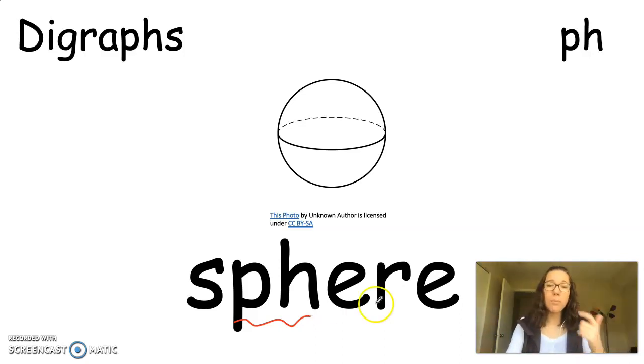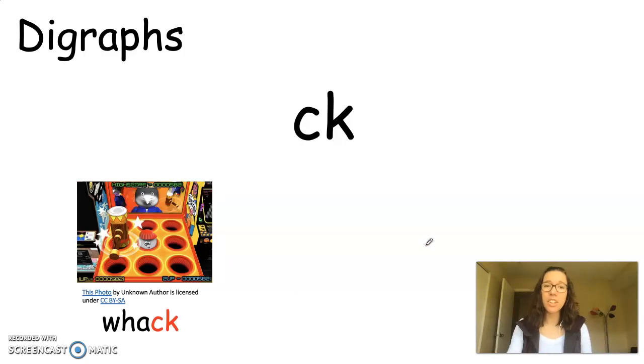Sphere. And we have that silent E at the end. We also have an R-controlled vowel, meaning the E is saying something close to its name, but it is also kind of saying the R sound as well. Awesome job, friends. Let's look at our last digraph.